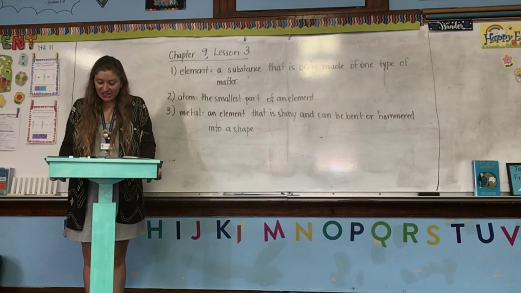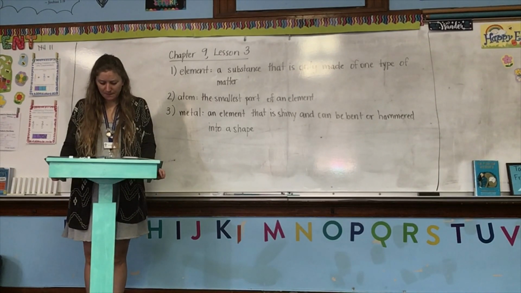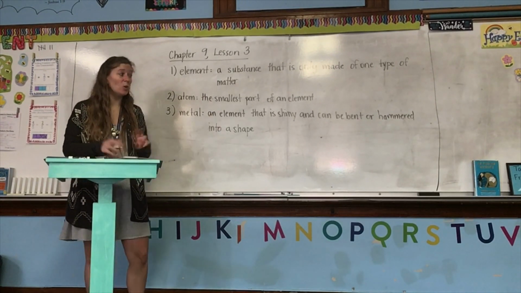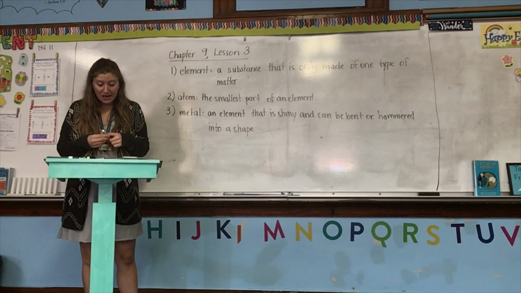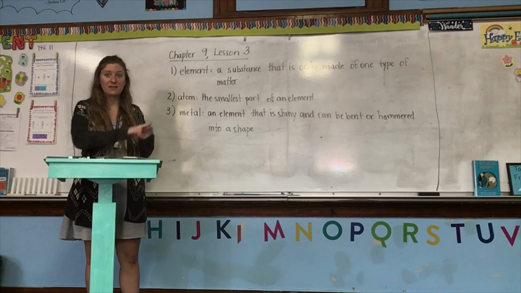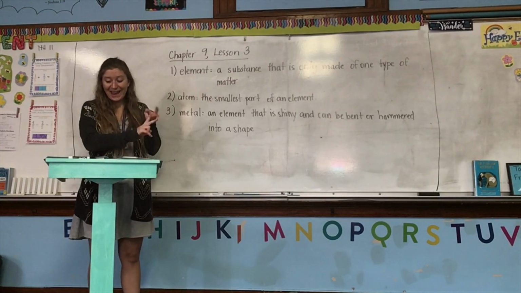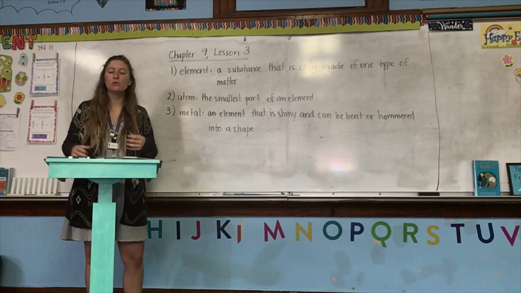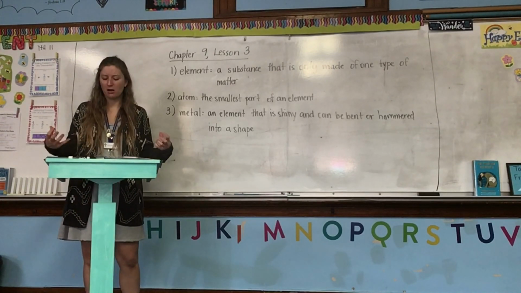Metalloids, such as silicone, have some but not all the properties of metals. That means they are kind of like metals, like maybe they are shiny, or maybe they can be bent or hammered into a shape, or maybe heat and electricity pass through them, but they don't have all three. So those would be metalloids. They meet some of the qualifications, but not all of them.